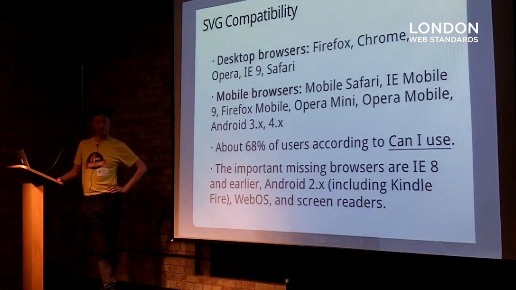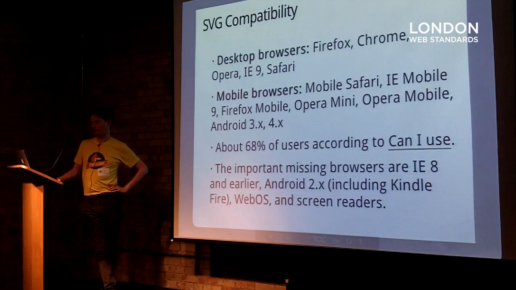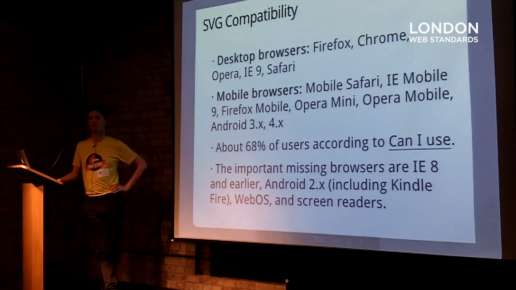And IE Mobile 9's lovely. I ran all the D3 demos as soon as I saw someone's nice Nokia Windows phone. Everything runs fine. So about 68% of users probably, but not IE8 or Android 2 or Kindle or WebOS or screen readers. So not everywhere. Is that a question?